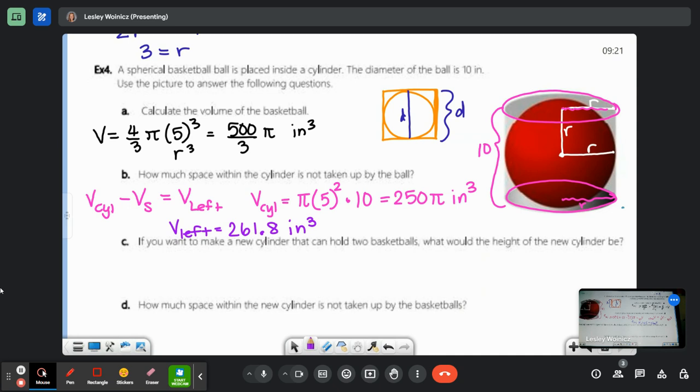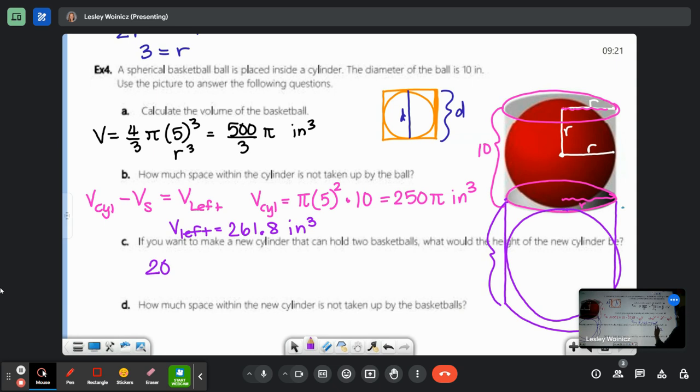Okay, if we wanted to make a new cylinder that can hold 2 basketballs, let's do our new improved cylinder. We want another basketball. Okay, half of my basketball's hanging out. So what is this new height going to be? Another 10, so the whole new height would be 20 inches.